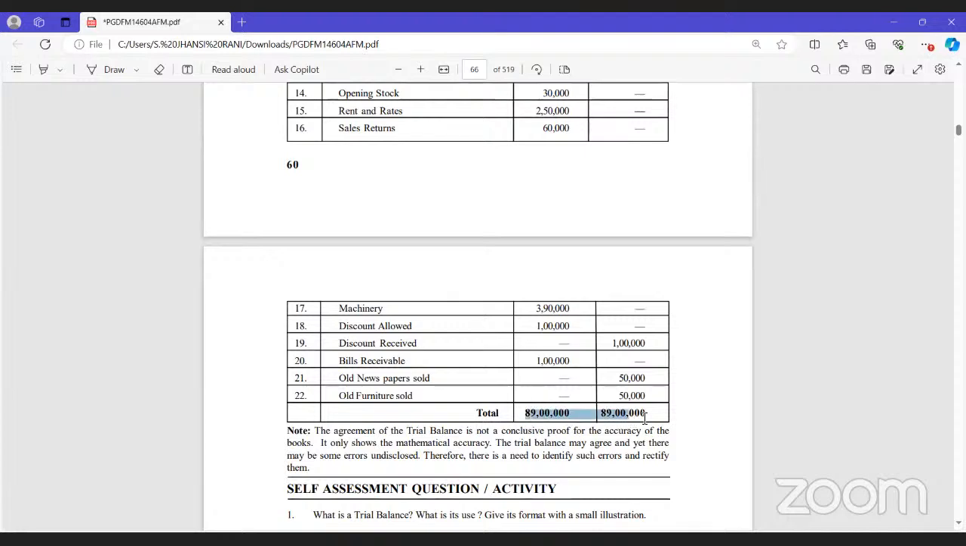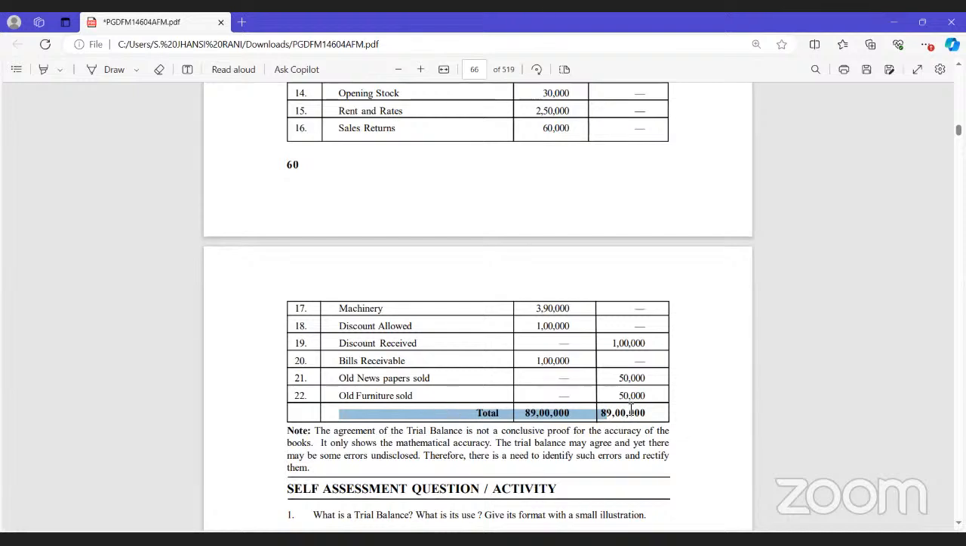But sometimes there will be a difference, meaning the totals may not be equal. Credit may be 89 lakhs or debit may be 87 lakhs. There is a difference of 2 lakhs, and we found that the difference is on the debit side. Now we do not know where the 2 lakhs is. In that case, we create an account called suspense account, and the difference we transfer to that account.